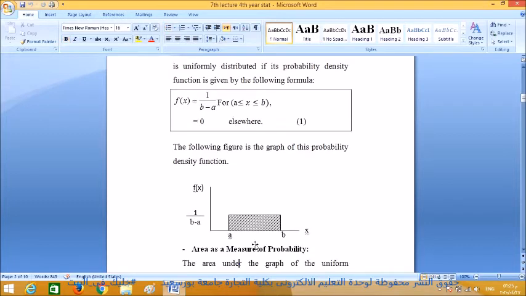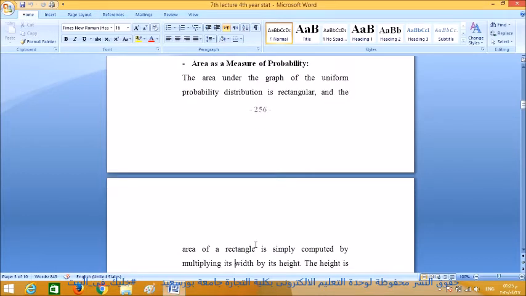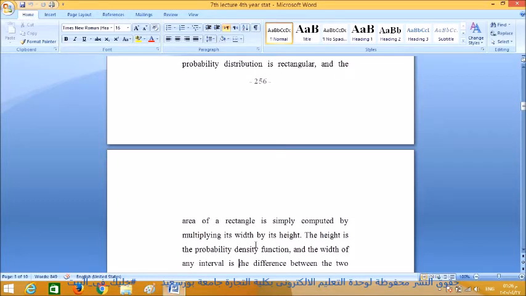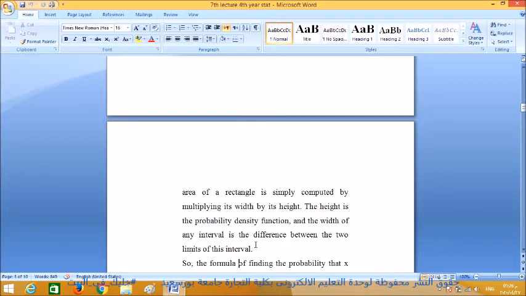Area as a measure of probability. The area under the graph of the uniform probability distribution is rectangular, and the area of the rectangle is simply computed by multiplying its width, its base, by its height. The height is the probability density function, as we explained before, and the width of any interval is the difference between the two limits of this interval. So during any interval between a and b, the probability density function holds true, equal to 1 divided by this interval.